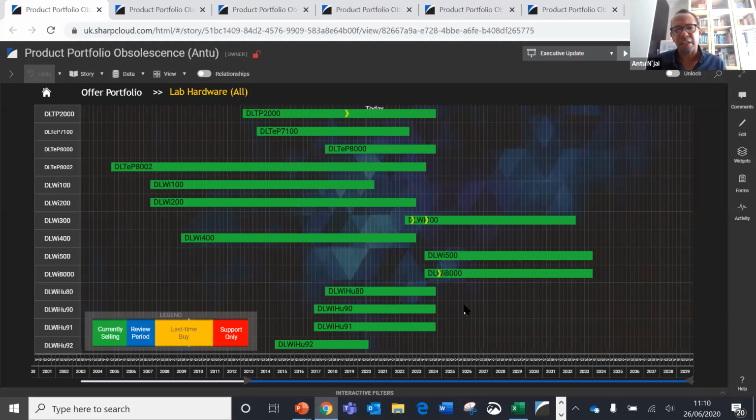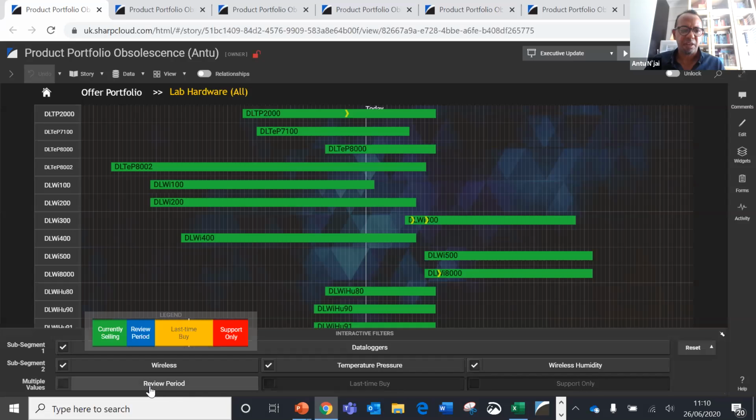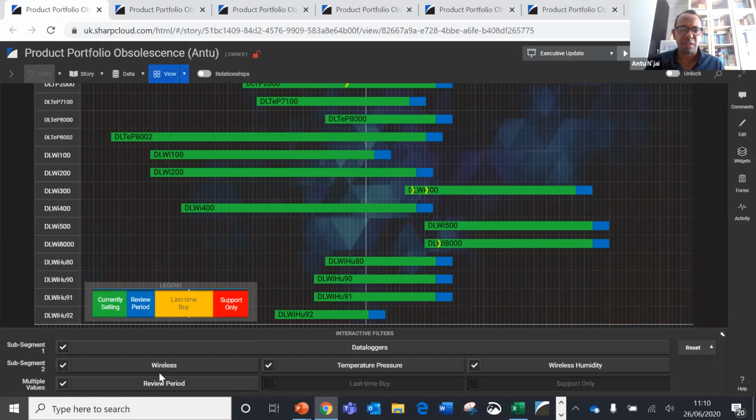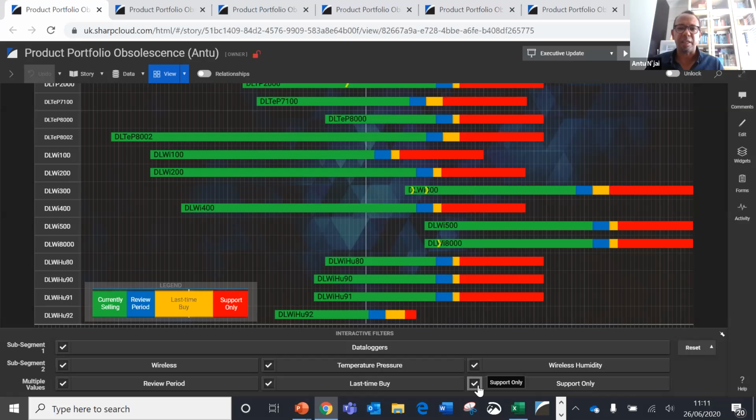So thinking about Dulcin Technologies, the first thing that they did in terms of looking at their product set was to think about when those products are successfully generating revenue. In short, what we can see is that there are a number of products that are starting to come to the end of life. They're currently selling, but as we look at further date periods, we can see that a lot of them are then starting to go through review periods, last time buy, and then ultimately to a support only situation.